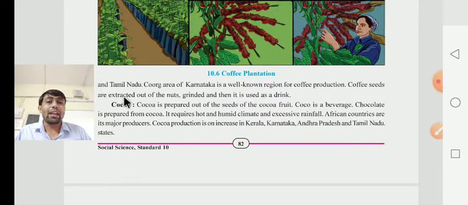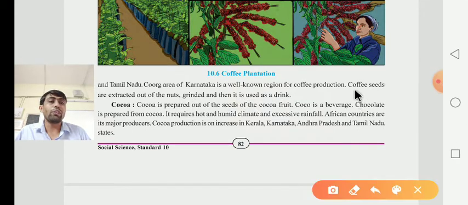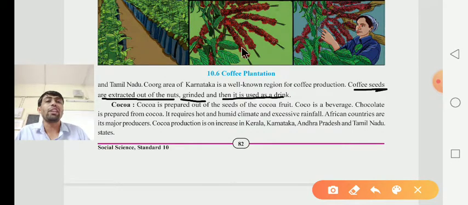Coffee seeds are extracted out of the nuts, ground, and then used as a drink. What have they given? They have given that the coffee seeds are extracted out of their nuts, then ground, and then used as a drink. Dear children, they have given the image of the coffee plantation. It means coffee ni kheti.